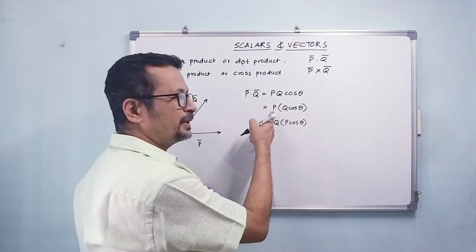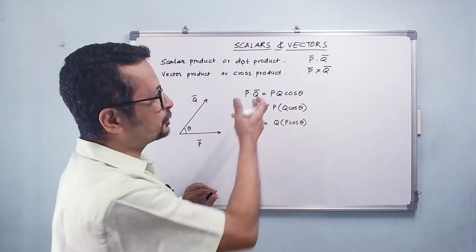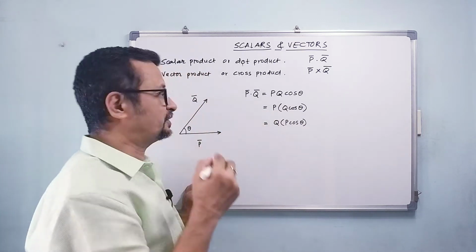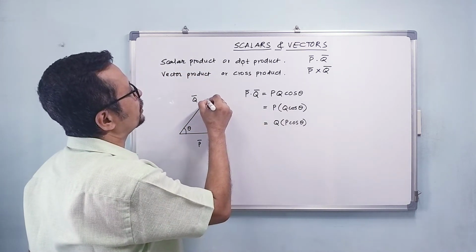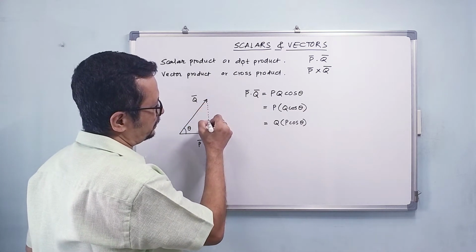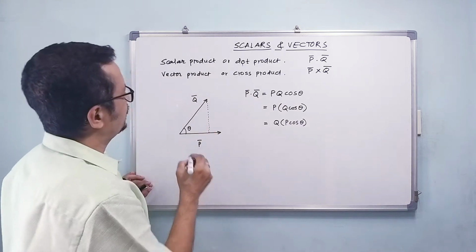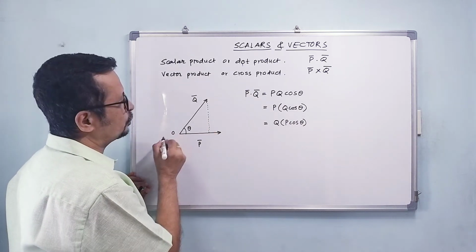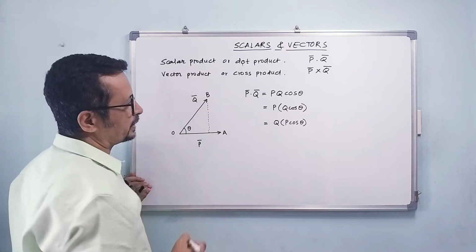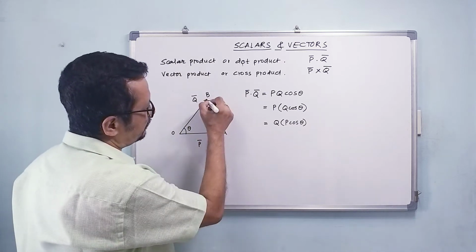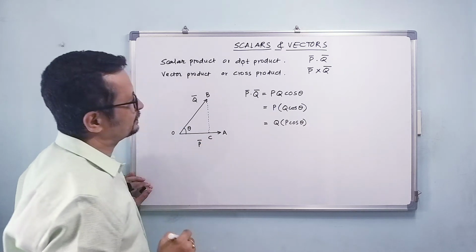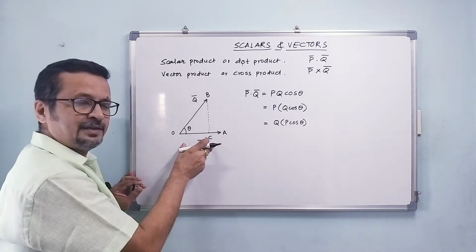Obviously p is the magnitude of vector p bar, and q is the magnitude of vector q bar. What I am doing here is p multiplied by q cos theta. What is q cos theta? From the head of vector q bar, I'll draw a perpendicular here. Let us call this point O, with OA and OB here. I'll call the foot of the perpendicular point C. Now what is the length OC?